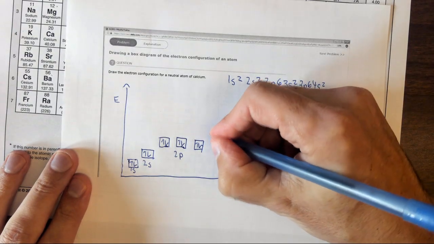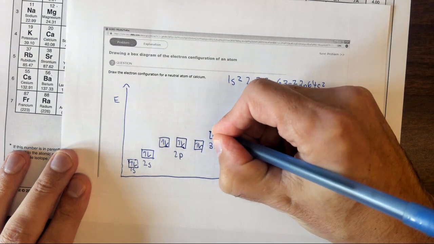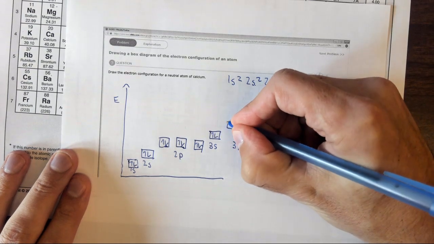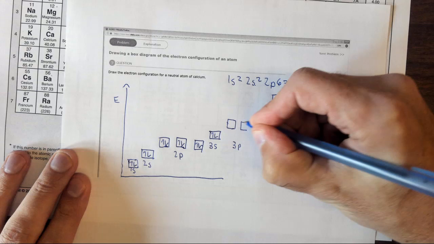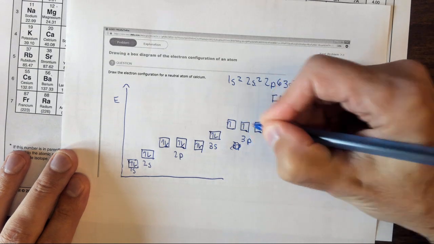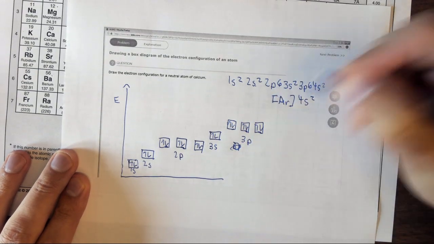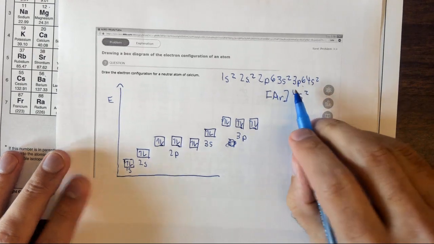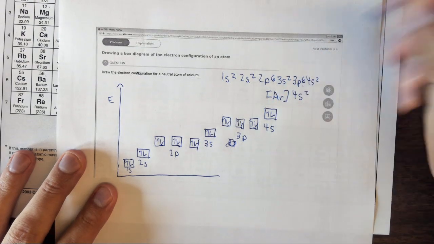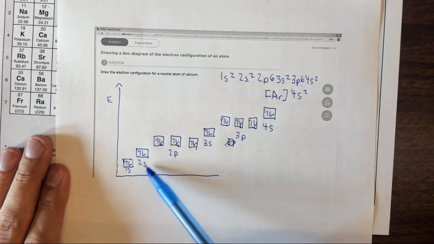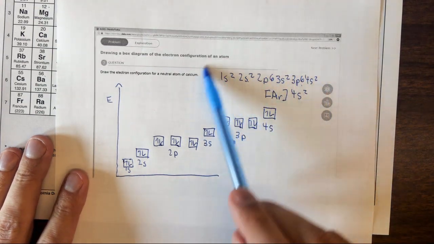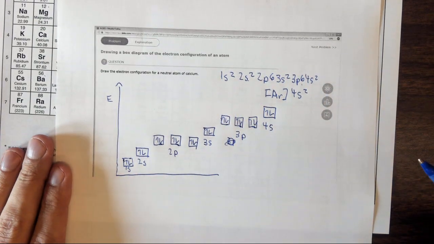Next, we encounter the 3s, which has 2 electrons in it. Next, the 3p, I should have written that a little bit higher, which has 3 orbitals. There's 3p orbitals. So 3p, up, up, up, down, down, down, and it has 6 electrons and is full. And then finally, the 4s, which has 2 electrons. So this is the box diagram for the 20 electrons in calcium. These are both representations of the electron configuration of calcium.